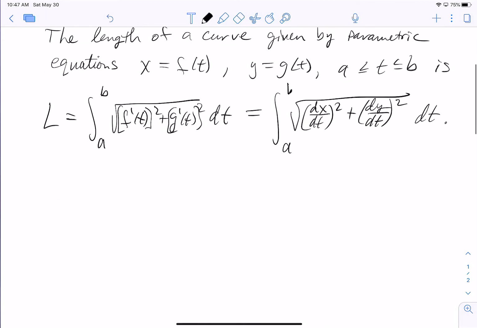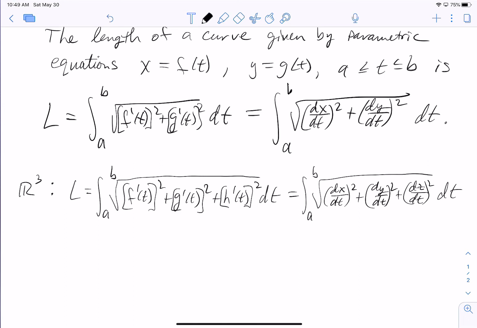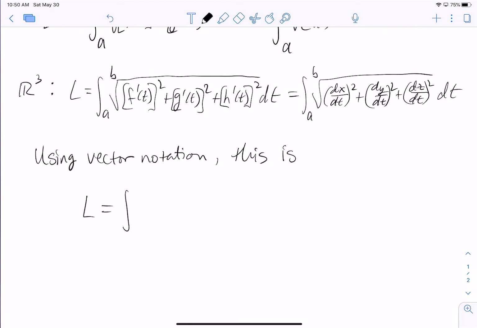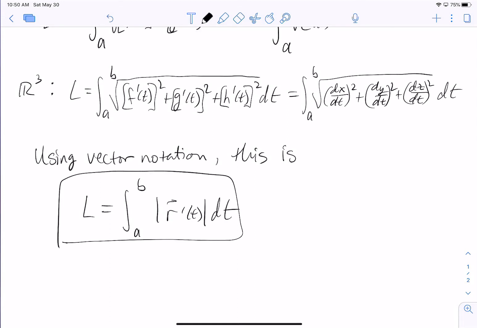This extends the way you would expect in R3, where in addition to f prime of t squared and g prime of t squared, we have h prime of t squared, or in addition to dx/dt squared and dy/dt squared, we have dz/dt squared. Using vector notation, this is L is equal to the integral from a to b of the magnitude of r prime of t dt, and that expression works whether we're in R2 or R3.